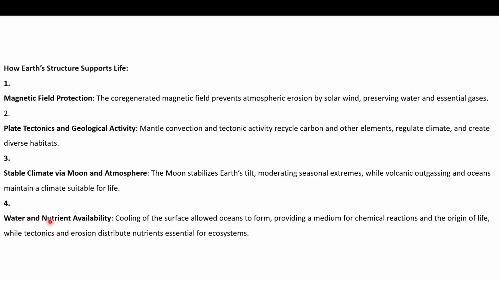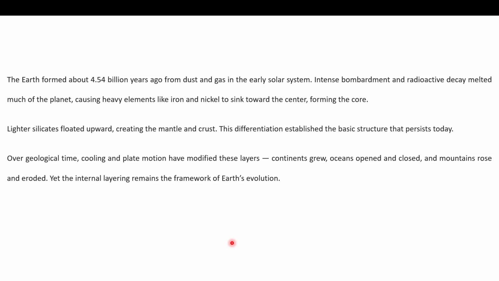Then we have water and nutrient availability. Cooling of the surface has allowed the oceans to form, providing a medium for chemical reactions and the origin of life. We will eventually look into these things. Whereas tectonics and erosion distribute the nutrients essential for ecosystems to thrive.